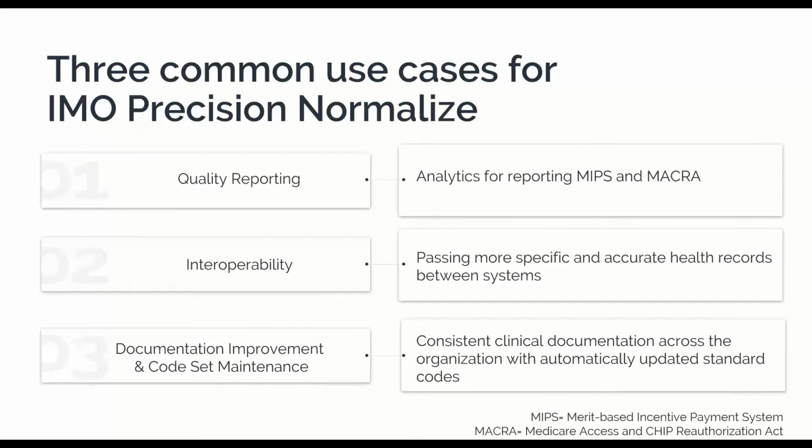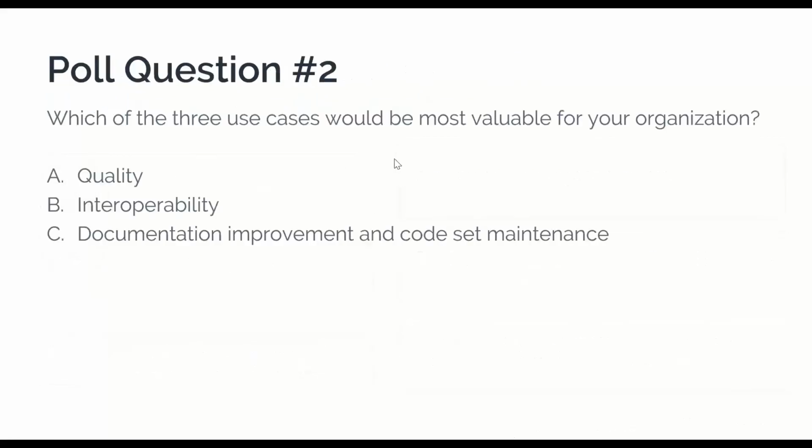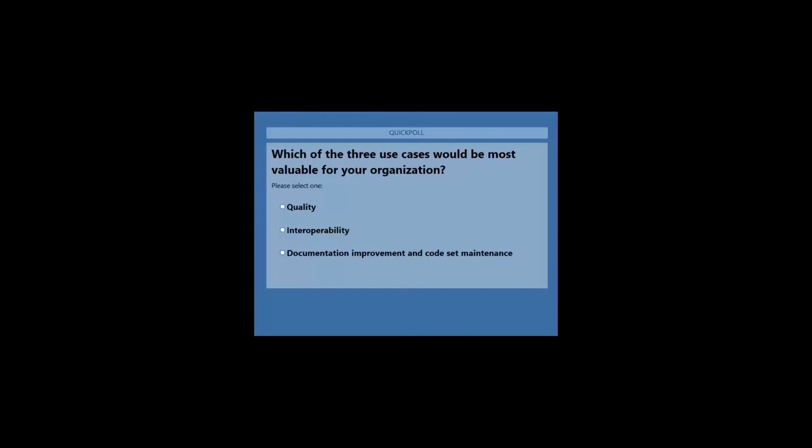With that, we're ready to ask our second poll question. Awesome. If everyone could turn their attention to the screen. Which of the 3 use cases would be most valuable for your organization? Quality, interoperability, or documentation improvement and code set maintenance? Give it a few seconds so you all have time to answer.